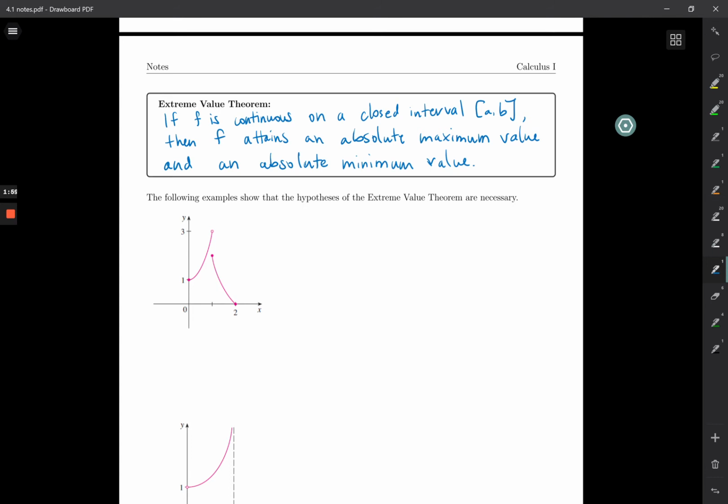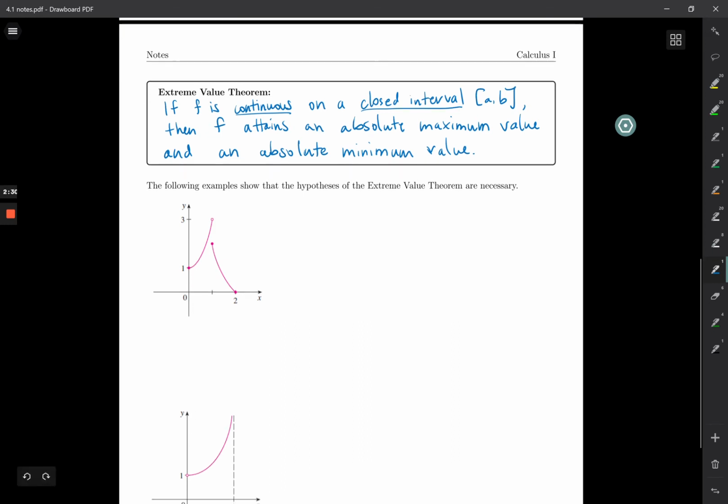Okay, so these are a couple examples that just show that we need the hypotheses of the extreme value theorem. So the hypotheses are the things that we assume. So this statement, if all of this stuff happens, then we can make some conclusion. It's the if part, right? So our hypotheses are, first of all, that f is continuous and it's defined on a closed interval.